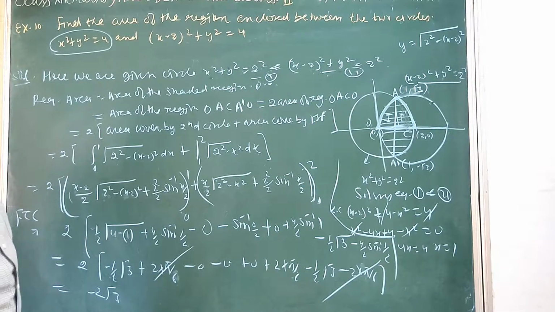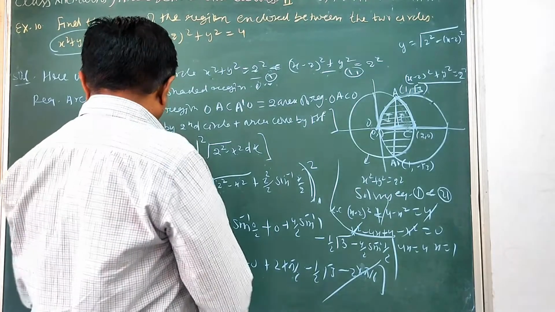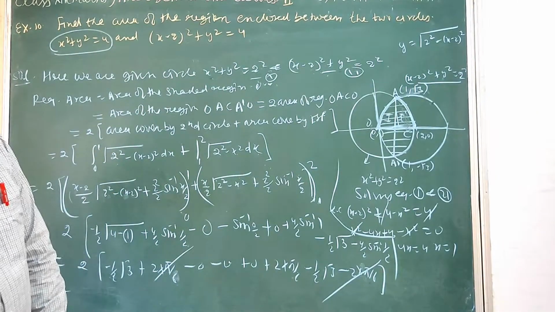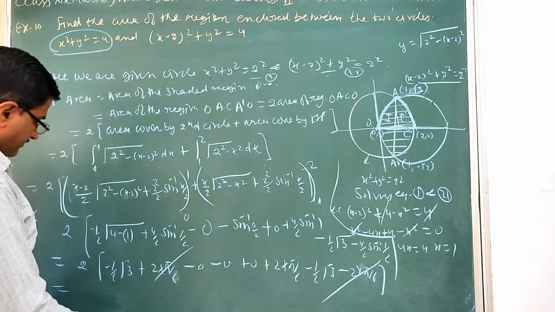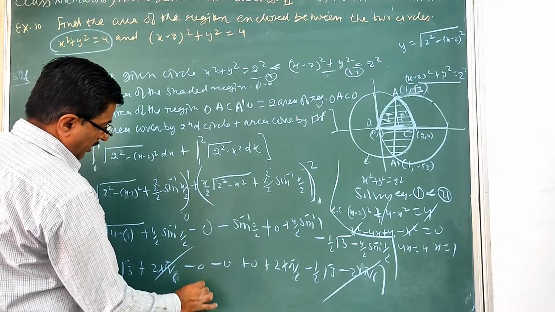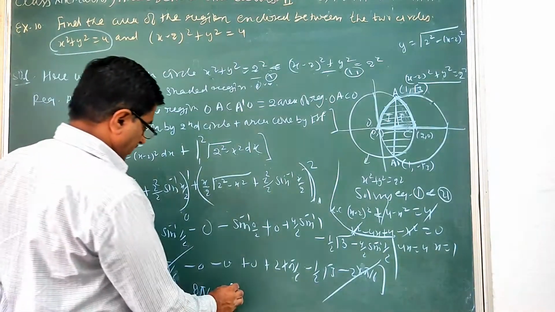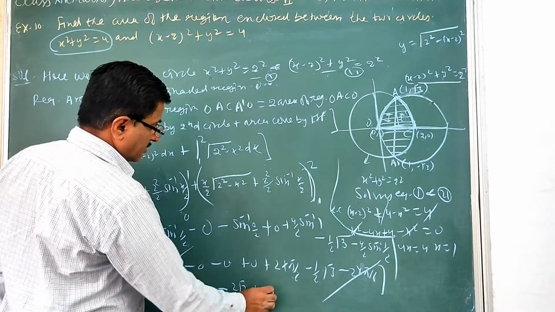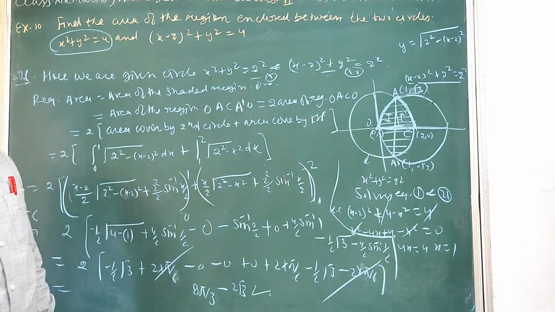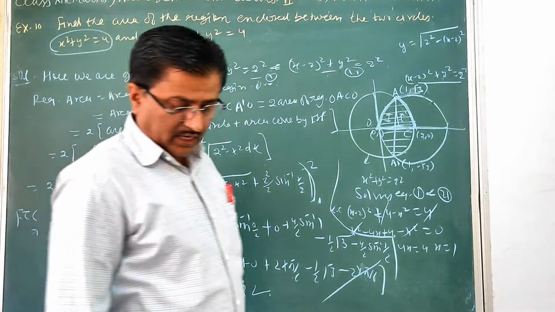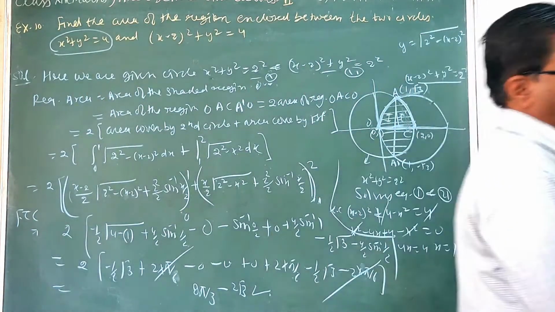So after all the net calculation, the final answer will be 8 pi by 3 minus 2 root 3. So you have to calculate this very carefully, then only you get the answer. Otherwise there may always be a mistake.